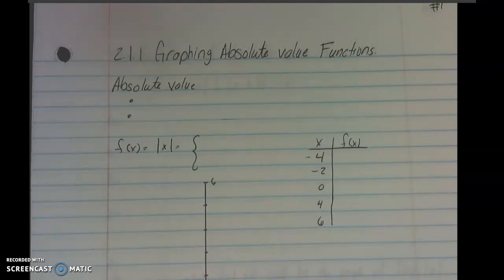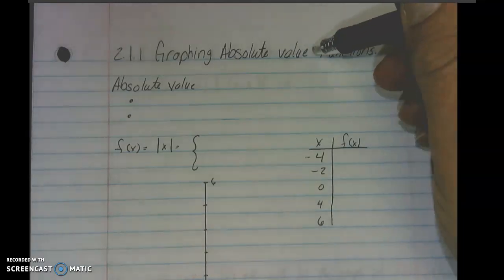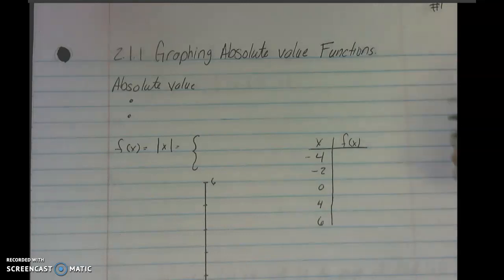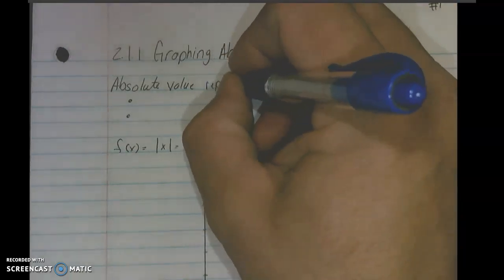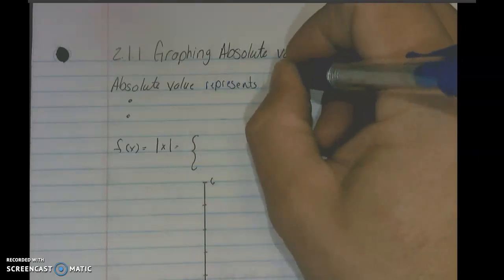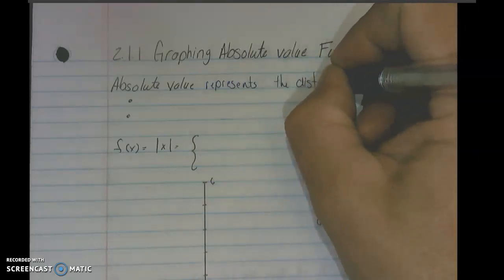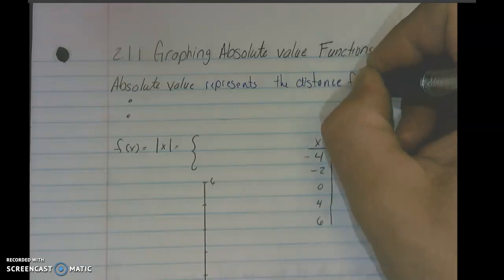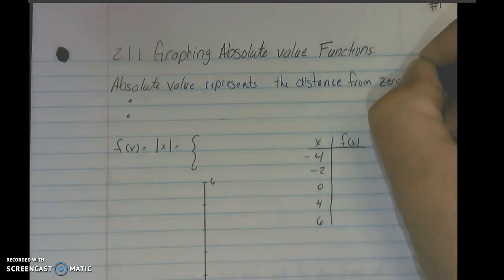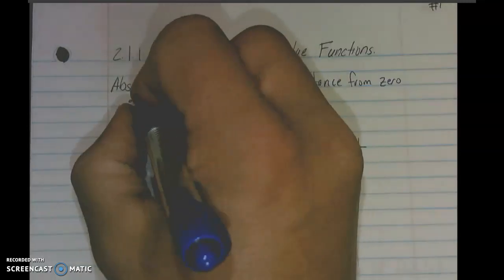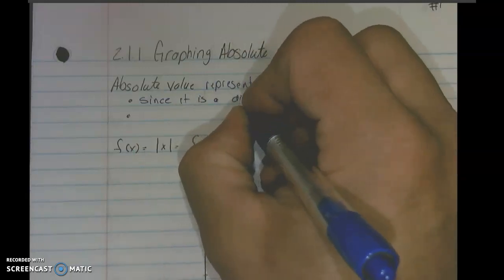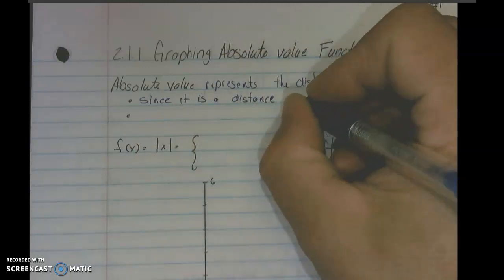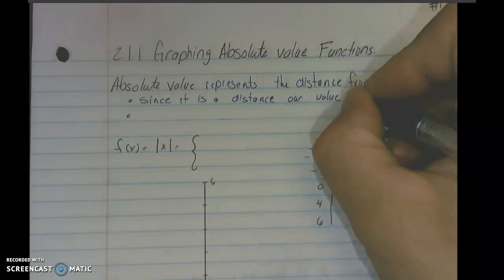All right, so this is graphing absolute value functions. It's our first section in our second mod. So what we're looking at is absolute value. This represents the distance from 0, okay? Since it is a distance, our values will always be positive.